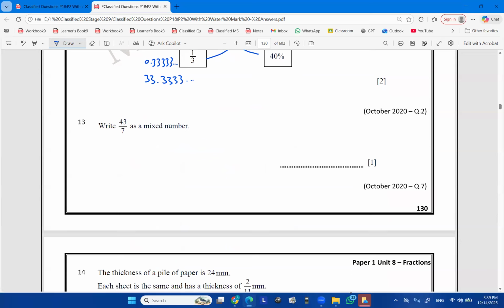43 over 7 as a mixed number. The denominator stays the same. How many sevens are in 43? I have 6 sevens, remainder 1. Or in other words, 43 divided by 7, you're going to find that it is 6, remainder 1. All right, so 6 and 1 over 7.